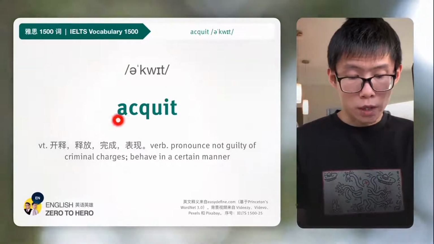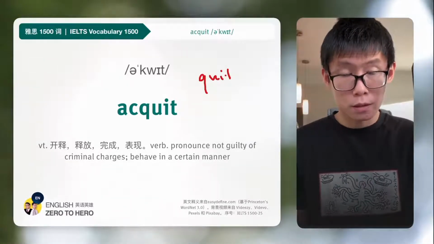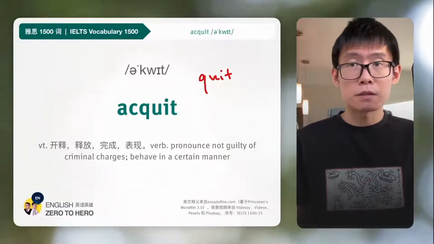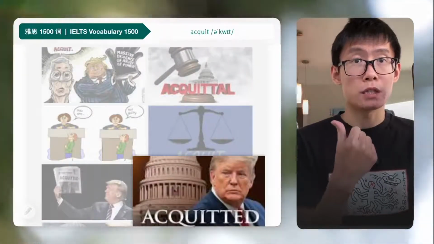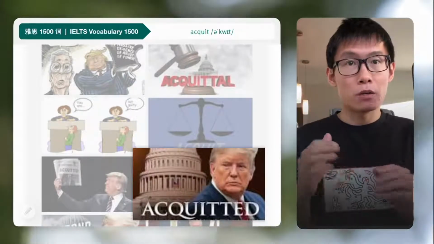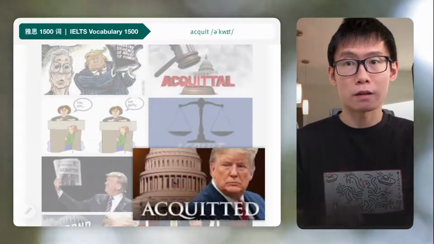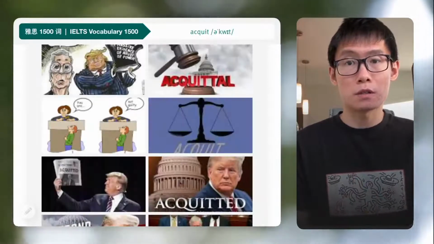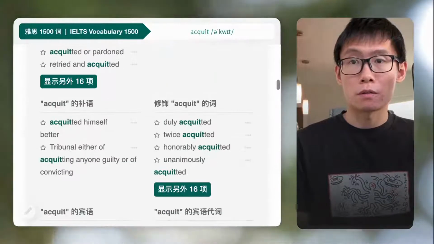The next word is acquit. We know the word quit means to leave something. But acquit means, for example, Donald Trump. He was acquitted. 就是说他被判无罪，他被判没有罪。When people say that you're innocent, you have no crime, all right? That's acquitting. So Donald Trump was acquitted. That means he has been determined to be innocent, to be not guilty. So that was in the news a lot.